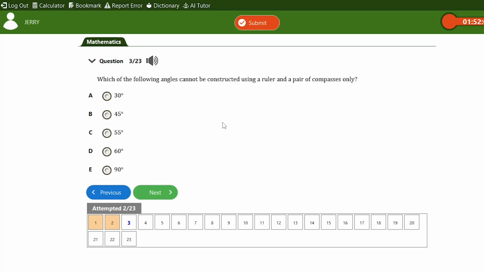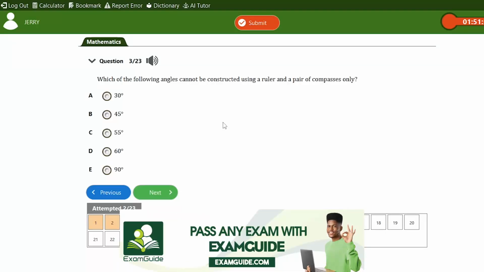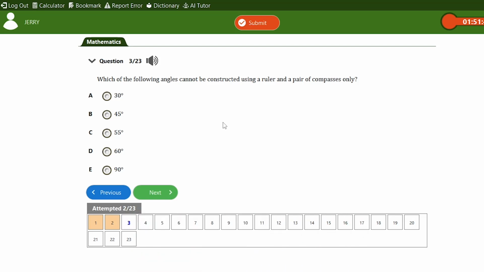Which of the following angles cannot be constructed using a ruler and a pair of compasses only? Look at these options now. If you look at the special angles, anyone that you can see in those special angles can be constructed with a ruler and a pair of compasses. The others we can construct with a protractor, but we cannot construct them with a ruler and a pair of compasses. Do you understand me now?